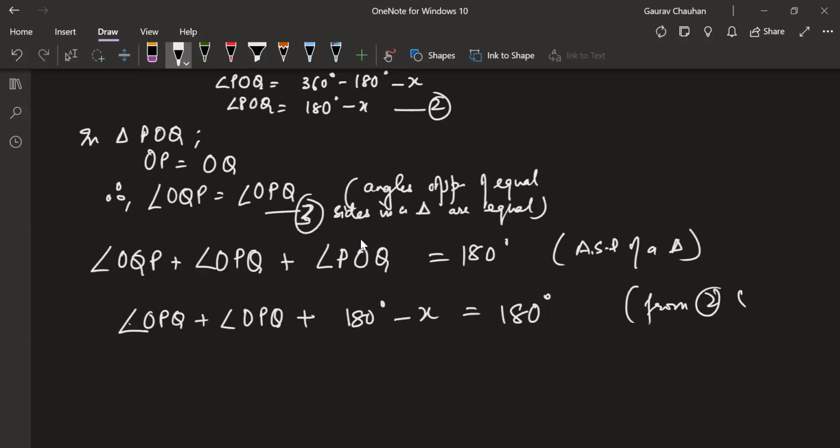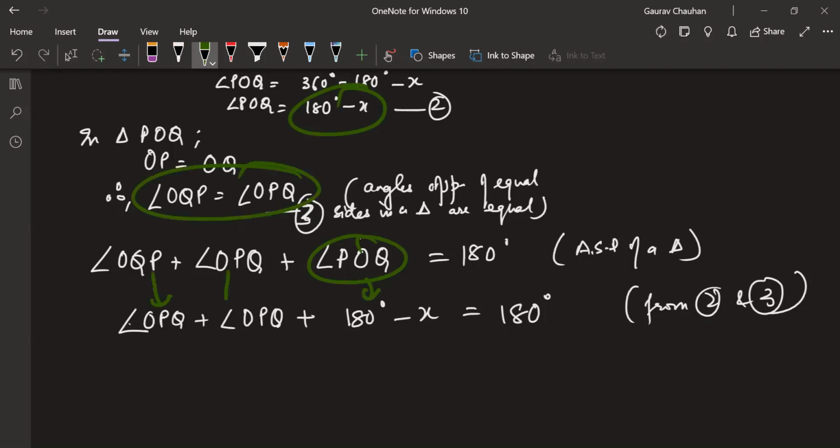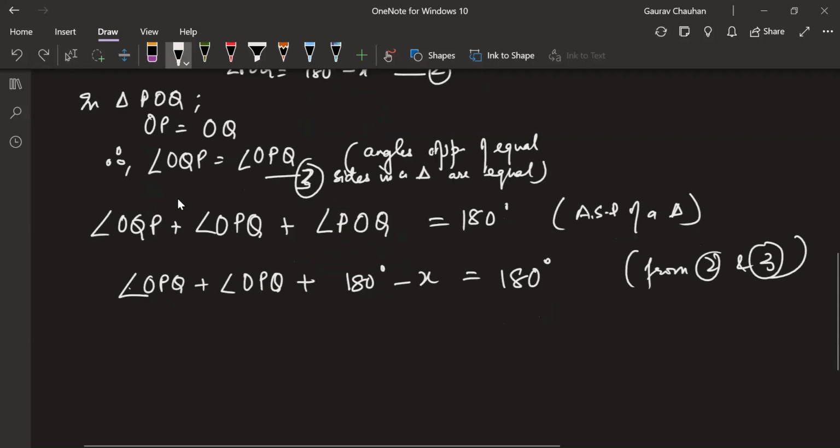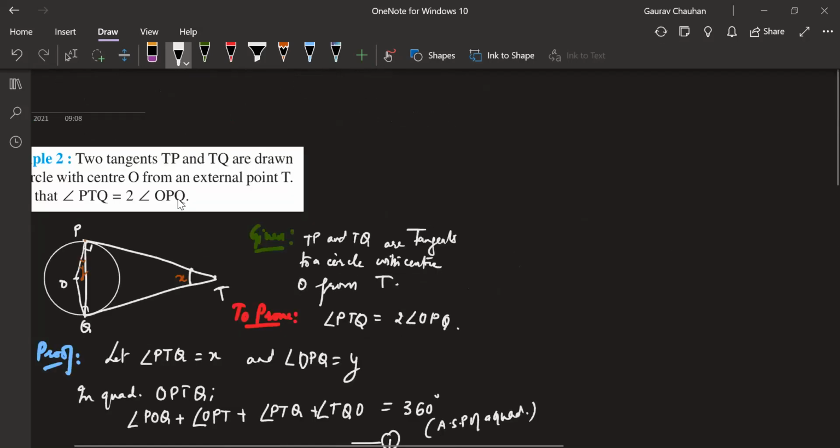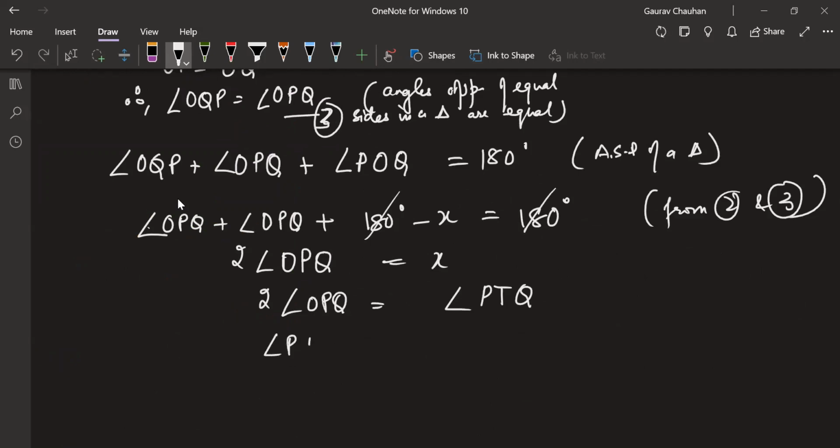From 2 and 3. What is happening here, guys? From 2 I am bringing this, and from 3 I am bringing this. Good with that? Dilruba following? That makes it 2 times angle OPQ. 180 is gone. Why am I cutting this off? If I take it to the right side, it gets minus. That is equal to x. So 2 times angle OPQ is equal to angle PTQ. Hence proved. You can write it in the form in which it is given in the question: 2 times angle OPQ. Hence proved.